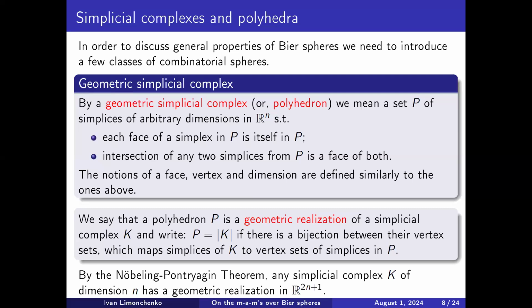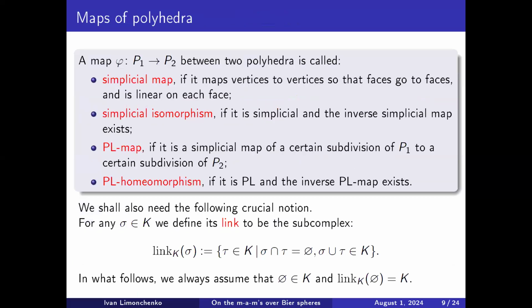And basically, to define a geometric realization, you need to define a bijection between the vertex set of your abstract simplicial complex and the vertex set of the simplices in the polyhedron P, such that this map sends simplices of K to vertex sets of faces of simplices of P. And that gives you geometric realizations. So, after this standard thing, I also need to review what a map between two polyhedra can be. Good maps between polyhedra in this talk are simplicial maps and PL maps.